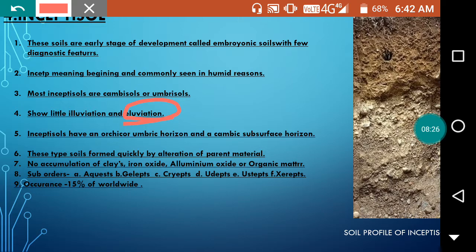And after that we are seeing the inceptisols have ochric and umbric horizons with cambic surface horizon. And they are given that these types of soils formed quickly by alteration of parent material. The parent material alteration is the only thing by which formation of this soil takes place, and no accumulation of clay, iron oxide, aluminum oxide, etc., or organic matter. Suborders are given as aquepts, gelepts, cryepts, ustepts, xerepts, etc. They occur on 15% throughout the world.